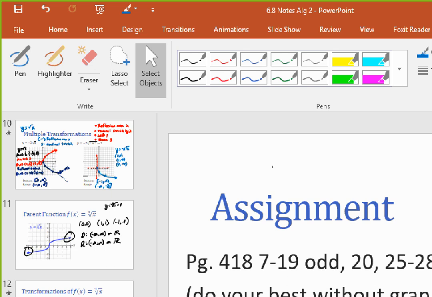Find the domain and range of your final answer for every problem. Okay, just like on these example problems, we gave the new domain and range of our new function, not just our parent function, of the new function. Take a picture of those, submit it via Schoology.